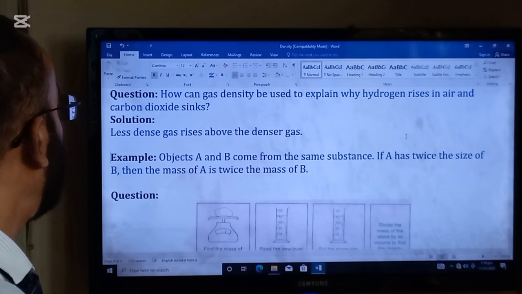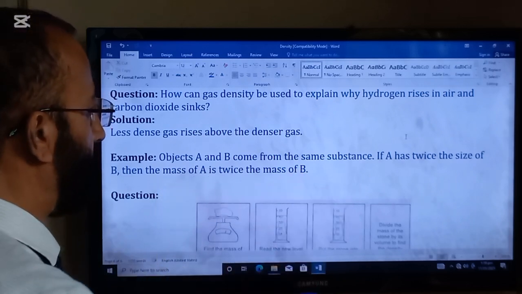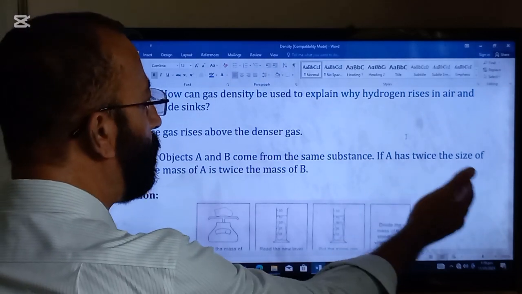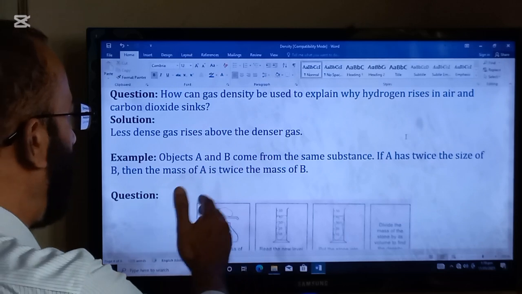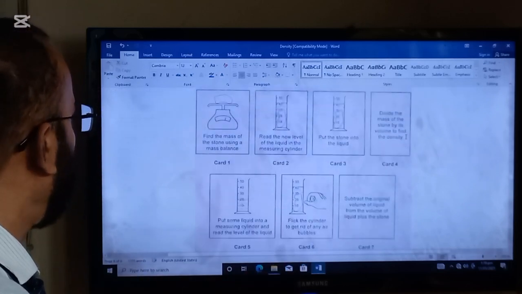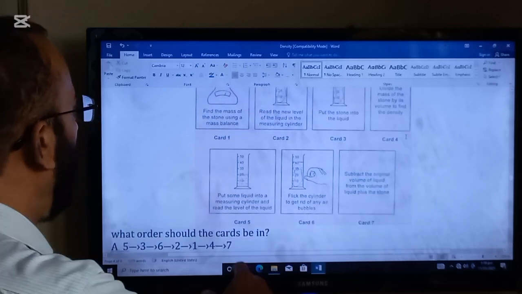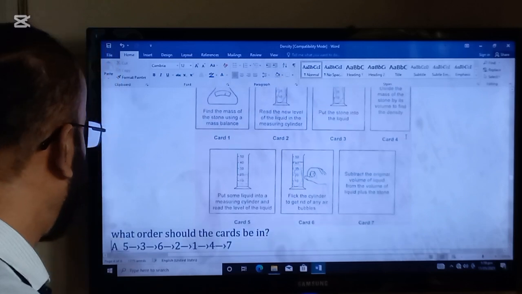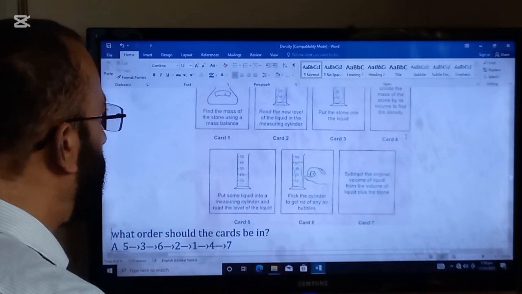And another question is: objects A and B come from the same substance. If A has twice the size of B, then the mass of A is twice the mass of B. And another question is here. Here is some data. What order should the cards be in?